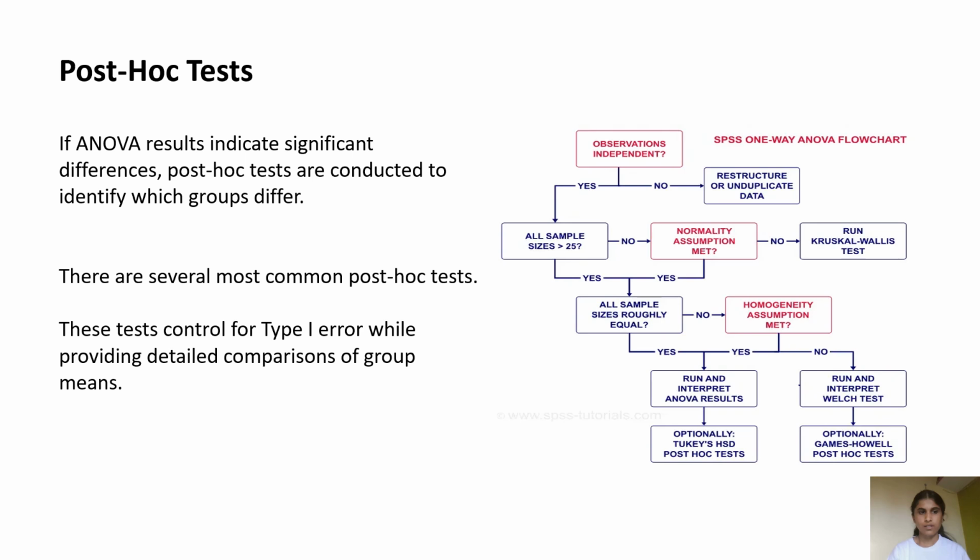Post hoc tests. If ANOVA results indicate significant differences, post hoc tests are conducted to identify which groups differ. There are several common post hoc tests. These tests control for type 1 error while providing a detailed comprehension of group means.